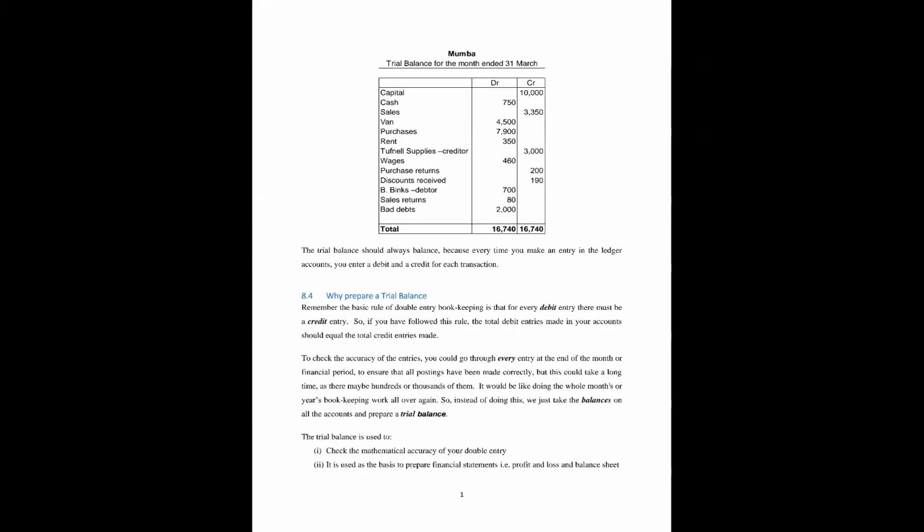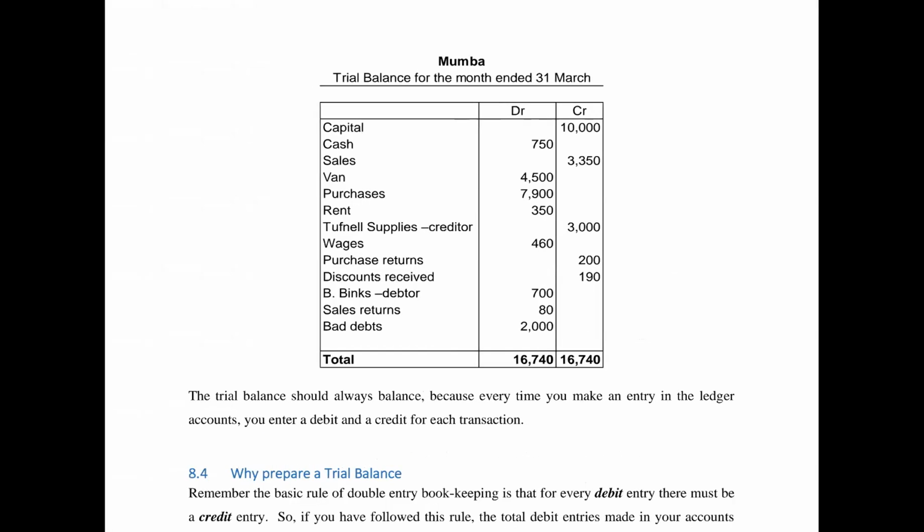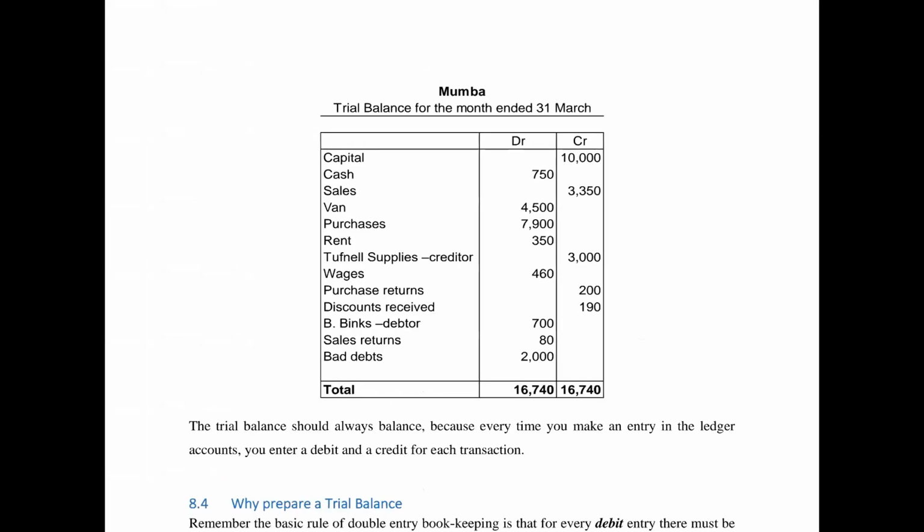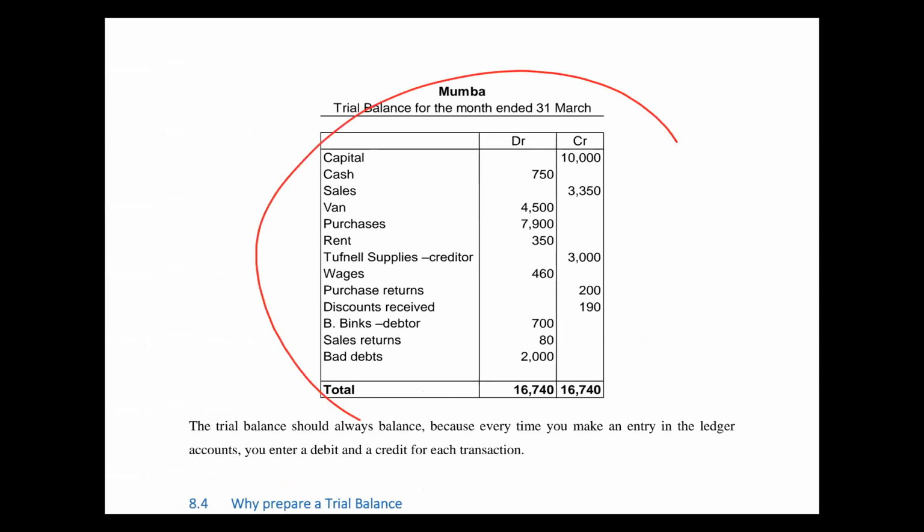Okay. So observe that this is how the trial balance is. This is your trial balance. To some of us who might not be aware of what a trial balance is, it looks like this. You observe that the debit side is equal to the credit side. These are the accounts that we are writing: the sales account, the van account, the purchases account, the rent account, the wages account, the debtors account, the bad debts.